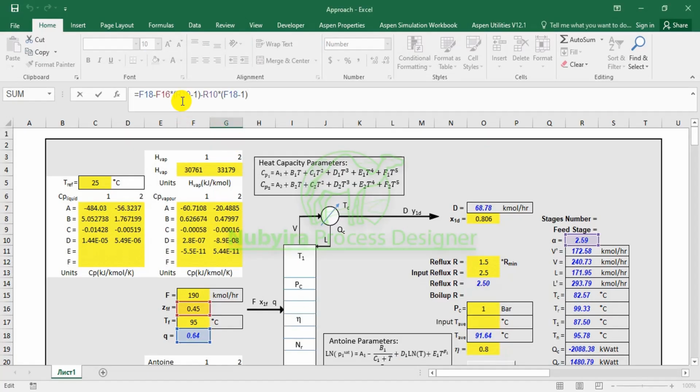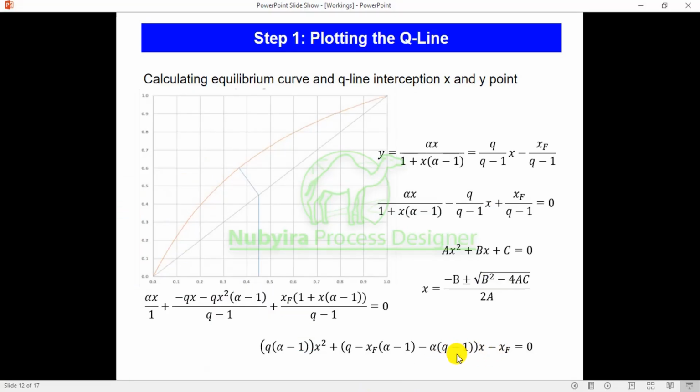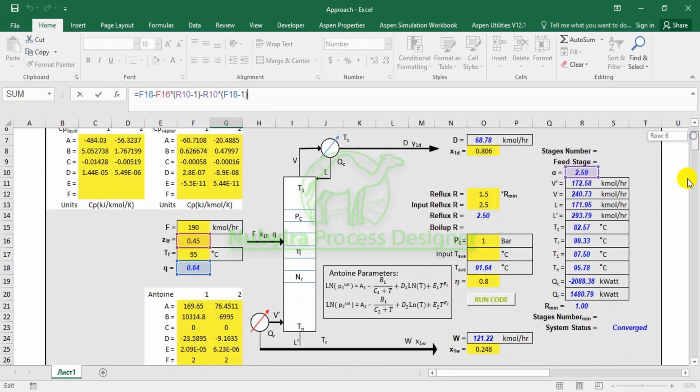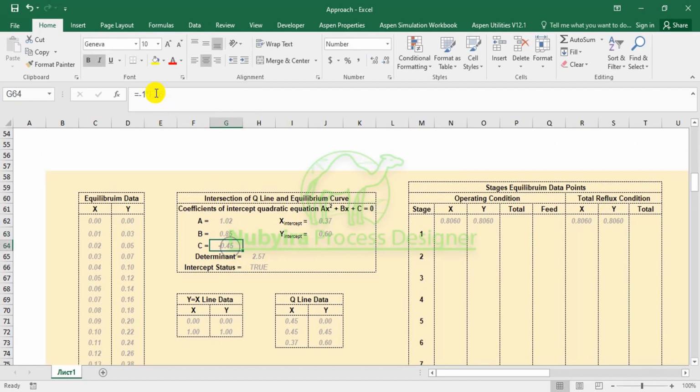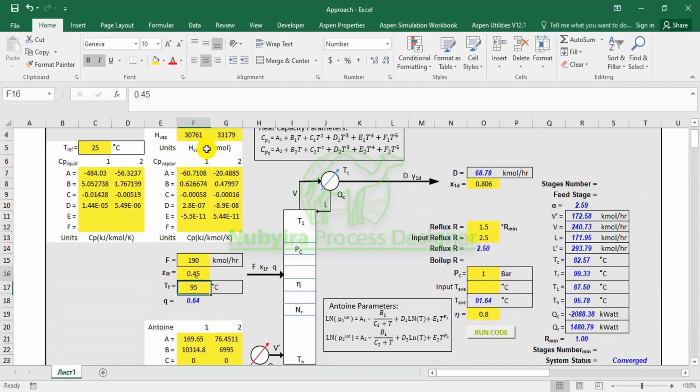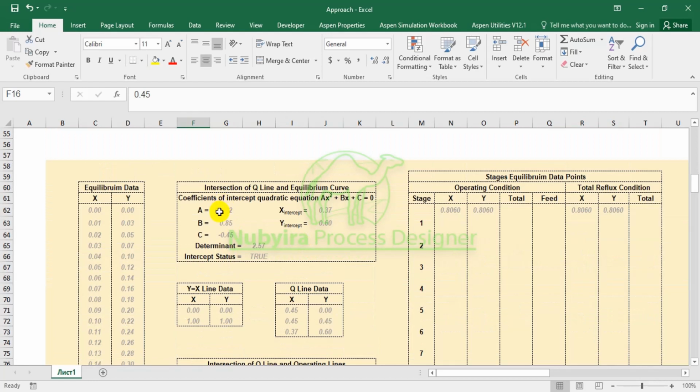Then R10 is the relative volatility, R10 minus 1, which is the same thing. Sorry, F18 is q minus 1. So that's the b term. Then the c is just minus xf, that is, the mole fraction of light component in the feed. This is this term, F18. So from there you have your a, b and c.